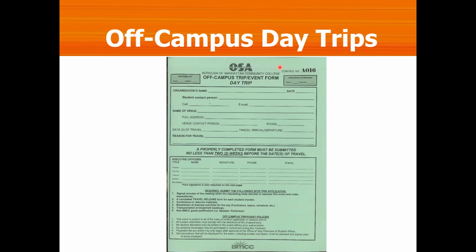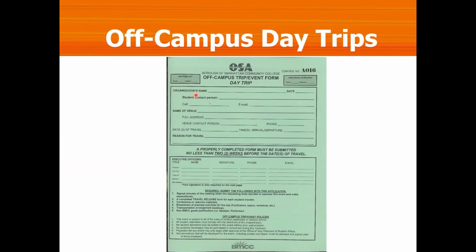This is a unique control number, so it is important that you do not make copies of the form. If you require numerous forms, please ask for multiple forms in the Office of Student Activities. Also, the two shaded areas that say entered by and attendance verification are for office use only.